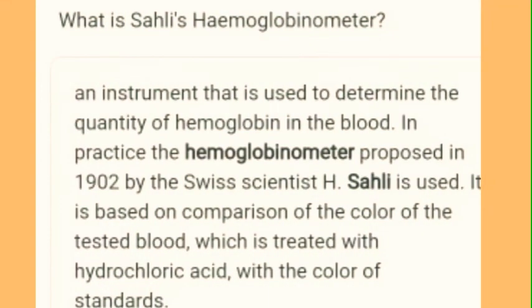A hemoglobinometer is an instrument that is used to determine the quantity of hemoglobin in the blood. In practice, the hemoglobinometer was proposed in 1902 by the Swiss scientist H. Sahli. It is based on comparison of the color of the tested blood, which is treated with hydrochloric acid, with the color of a standard.